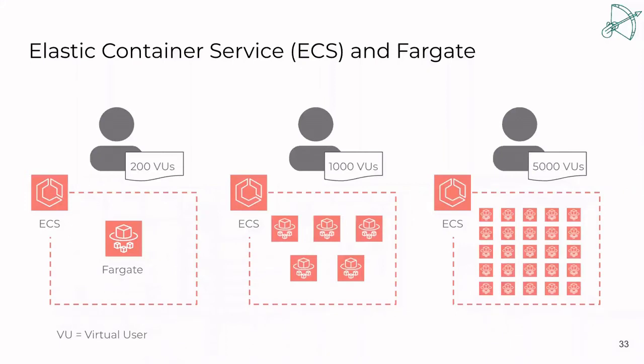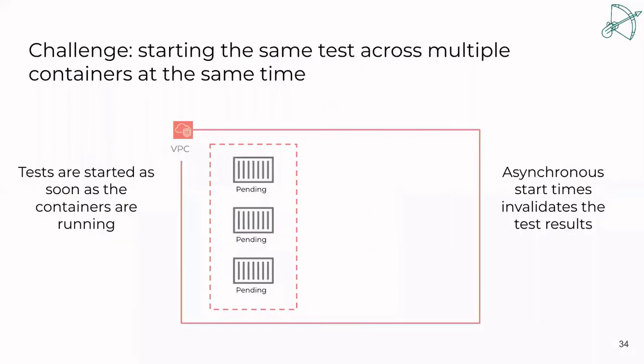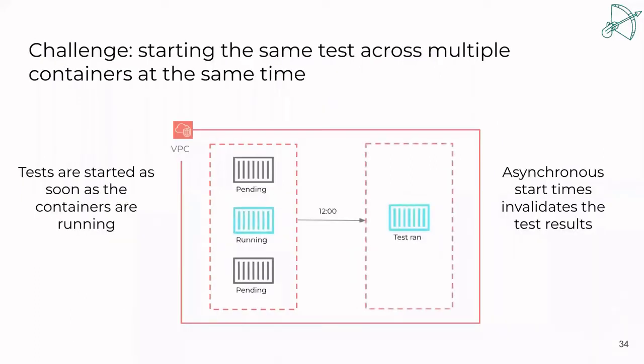Although ECS and Fargate make it easy to spin up serverless instances, we still needed a way to coordinate the starting of load tests across these multiple instances. Once we solved the problem of spinning up more than one instance, we noticed that containers in the ready state would automatically run the test script. The question to answer then became, how can we decouple the spinning up of instances from the starting of a test?